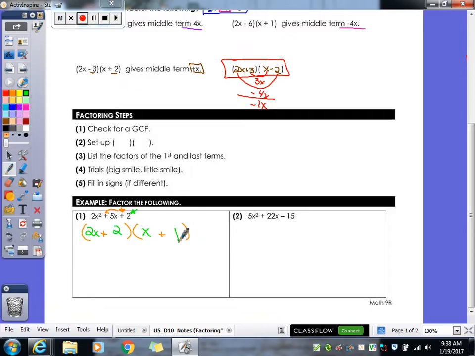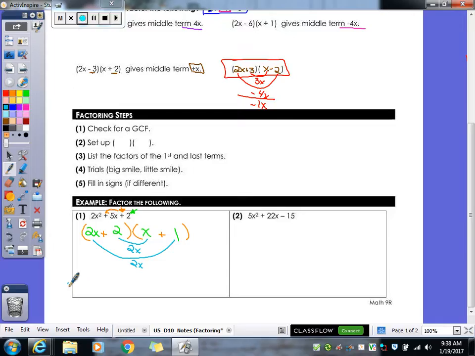2 times 1. So we put them in there. And now we absolutely have to check to make sure we did it right. So my little smile would be a 2x. Big smile would be a 2x, because it's 2x times 1. We multiply with the smiles.